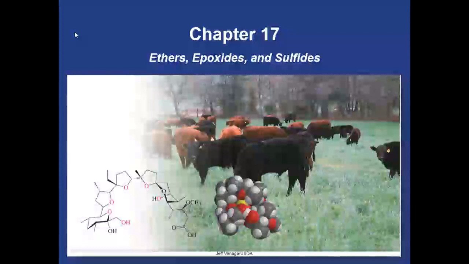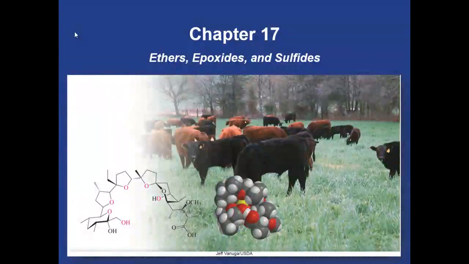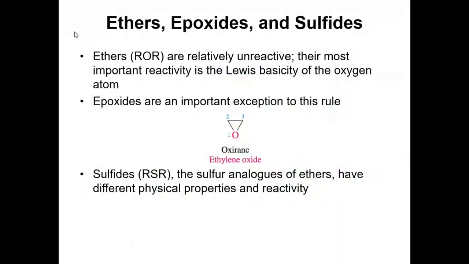Chapter 17, we're going to look at the ether, epoxide, and the sulfide. We actually already have seen ethers many times, mainly as the solvent for organometallic compounds, Grignard reagent, organolithium. And the reason why we're using ether as a solvent is, most important thing, it doesn't react with organometallic compound.